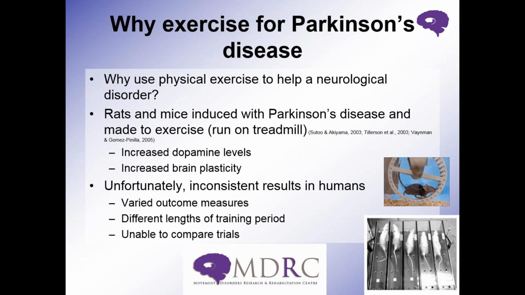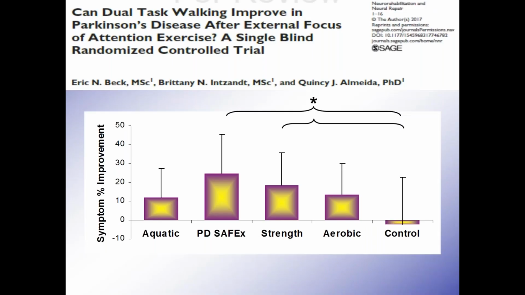We are getting closer, however, to identifying certain exercises. This is one of our own studies, and what you can see here is 4 different strategies for exercise, and the size of these purple bars represents how effective that strategy is at changing the symptoms of Parkinson's. Clearly, if you don't do anything at all, the symptoms actually end up progressing, and that's why this one bar is going in the opposite direction.